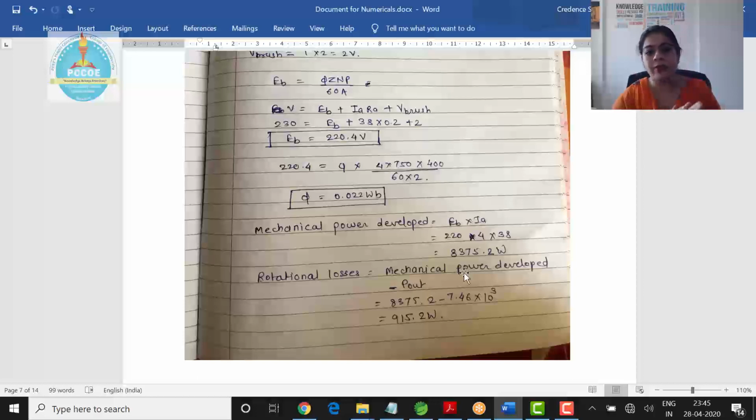Mechanical power developed minus P out. You just imagine that power flow diagram. Some power gets lost in the mechanical part and then I get the output. So for calculating these losses, I can say that power developed minus power output is equal to mechanical losses, or rotational losses. P out is already given, and mechanical power developed is this. By putting this value in the equation, I can get the rotational loss as 915.2 watts.